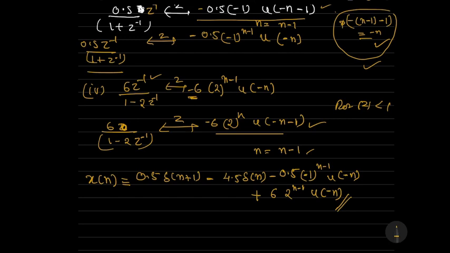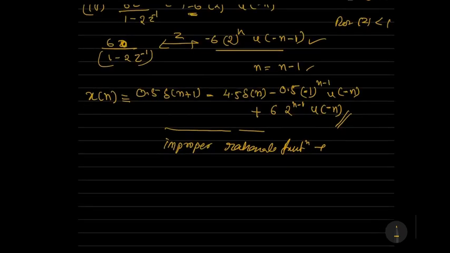So we have also taken an example of an improper function. Here we first convert the improper rational function into the sum of a polynomial and a proper rational function. Then we take the inverse Z transform of the proper rational function by using the partial fraction method. Okay, thank you.